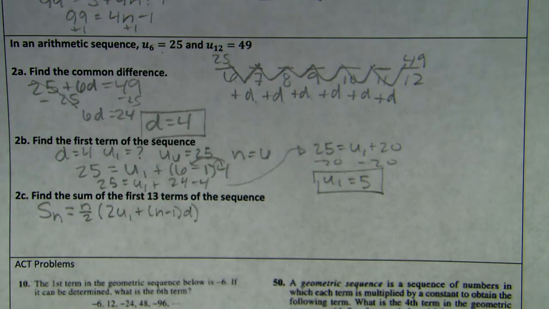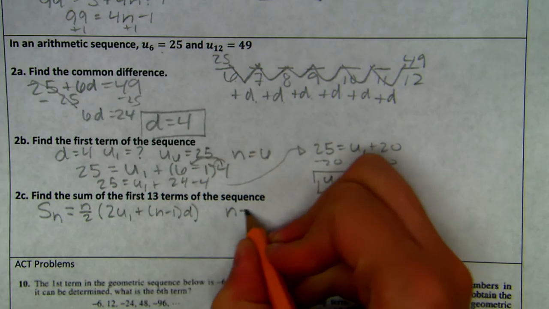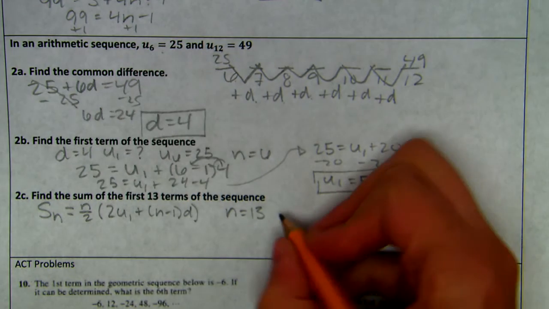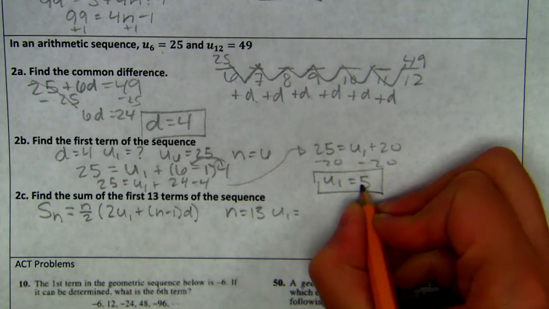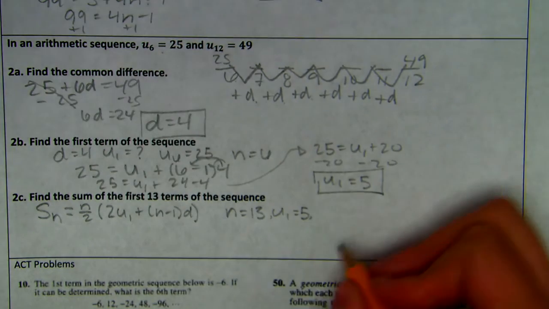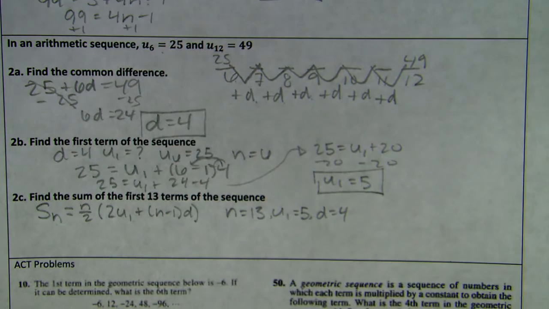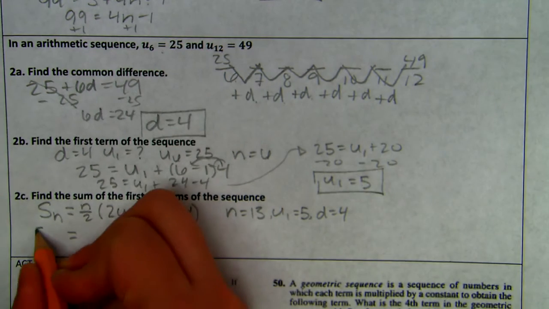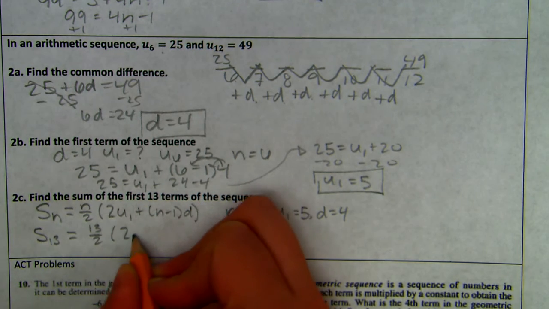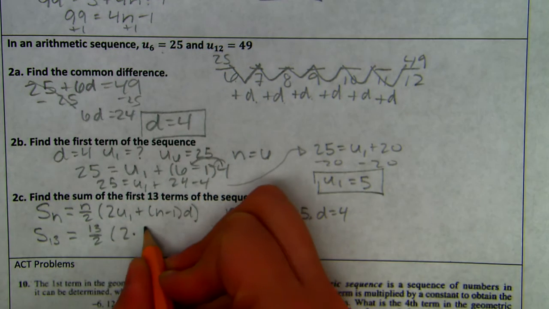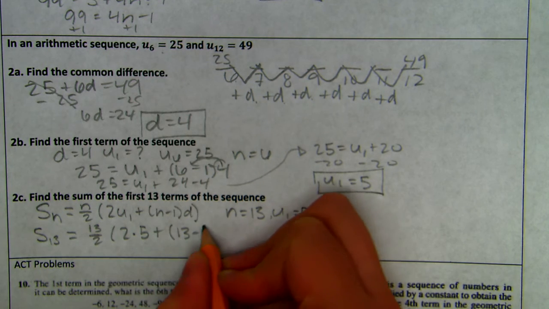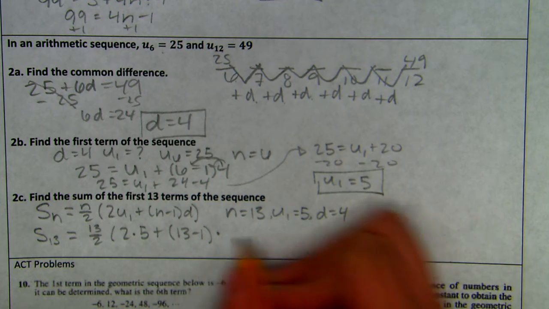So the sum of the first 13 terms of the sequence, we know that n is going to be 13 in this case because we're summing the first 13 terms. My first term is what I found in the last one. That's 5. My common difference is what I found in my first problem. That's 4. So now filling that in, I have the sum of the first 13 terms is 13 over 2 times 2 times the first term, which is 5, plus n minus 1, so 13 minus 1, times my common difference, which is 4.